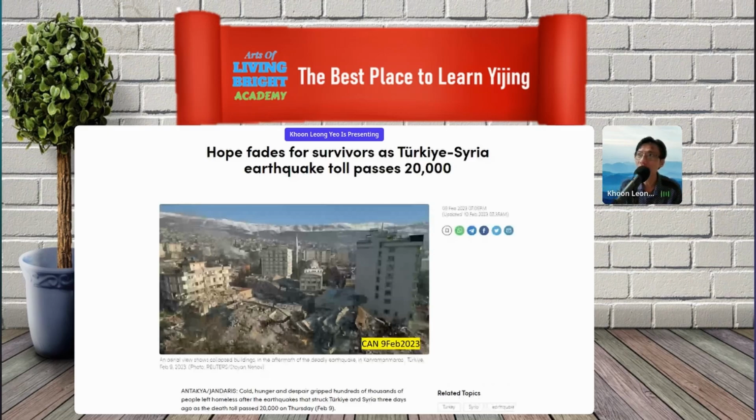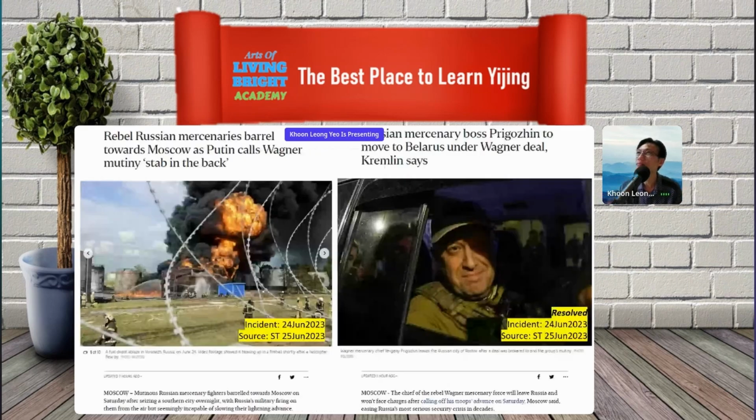Same thing with the earthquake in Turkey, right? So there's a golden window to rescue all of them. If not, then once it passed 36 hours, 72 hours, that's it lah. The chances get slimmer and slimmer. Now look at this, another live example.